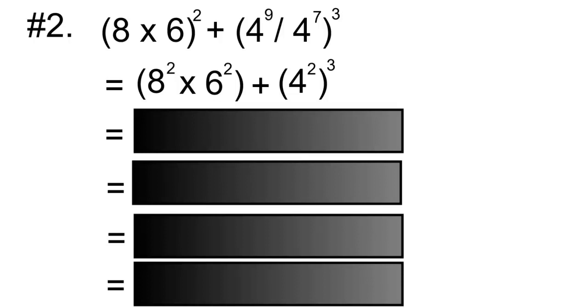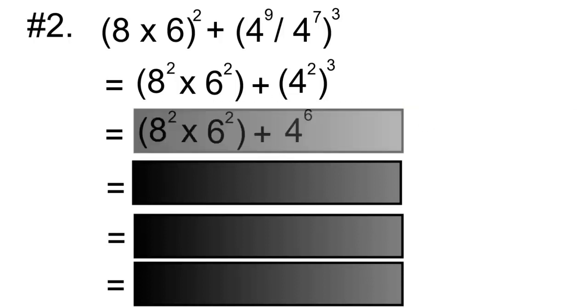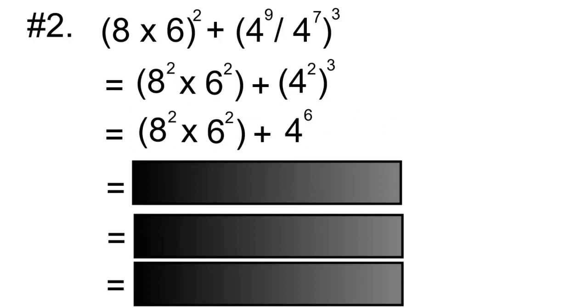4 to the 2 to the 3 is a power of a power, so we'll multiply the exponents together there. This will give us 8 to the 2 times 6 to the 2 plus 4 to the 6. We'll now evaluate each power separately.